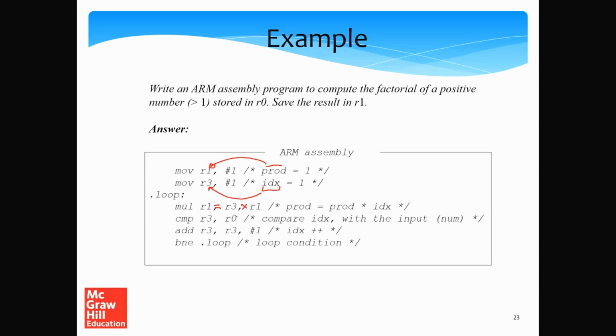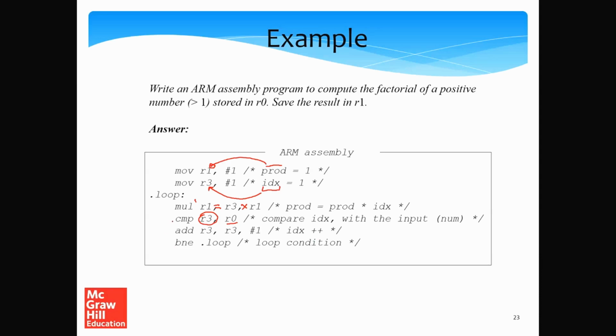Then I compare the index with the input number. So the index is in R3 and the input is in R0. So I just compare IDX with the input, with R0. And then what I do is that I increment the index, so I do IDX plus plus.